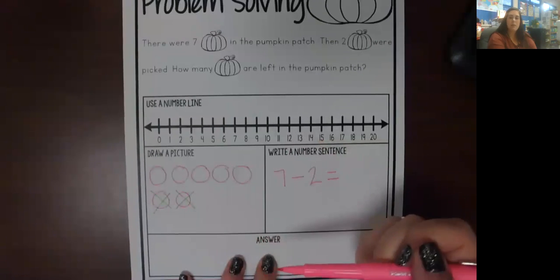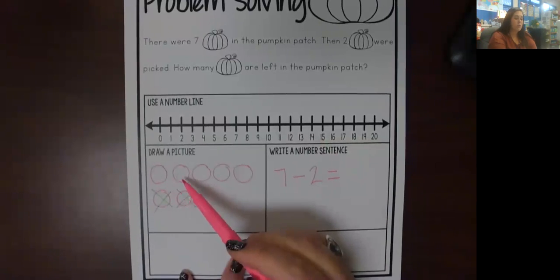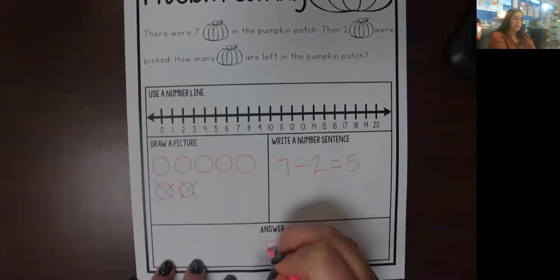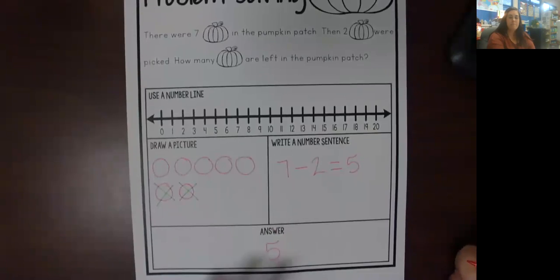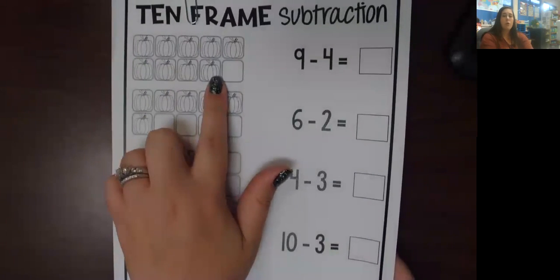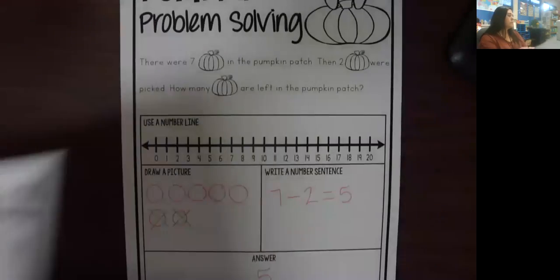So there were 7 pumpkins in the patch. Somebody came and took 2 pumpkins and left. How many pumpkins are left? 1, 2, 3, 4, 5. So 7 minus 2 is 5, and our answer down here is 5. Okay? All right. So that is all I'm going to do with you for math today. You do have another page that looks like this that you're going to do on your own. It already has the pictures for you, so you can use that to cross out what you're subtracting and then put your answer there. Okay? All right, so that's the end of math.